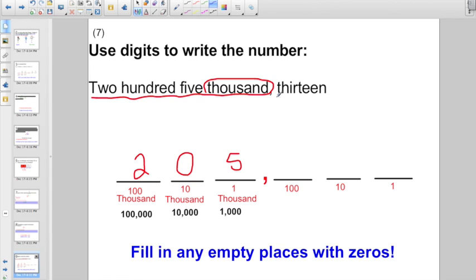And then over here in the no-name group, I just have 13. How do I make 13? I got to use all 3 spaces. 13 sounds like 110 and 3 ones. Fill in any empty places with zeros.